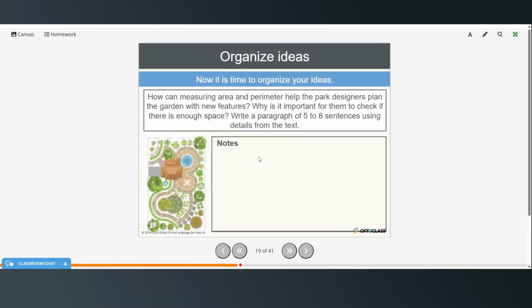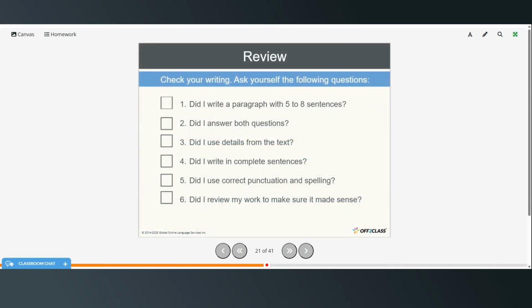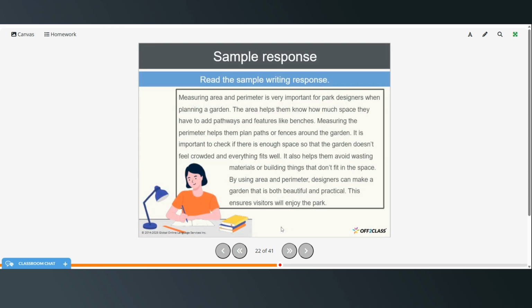All right, so you could go ahead and organize your ideas by checking your notes. Now write your paragraph using details from the text. And then check your paragraph against the checklist. And now we'll take a look at a sample response.